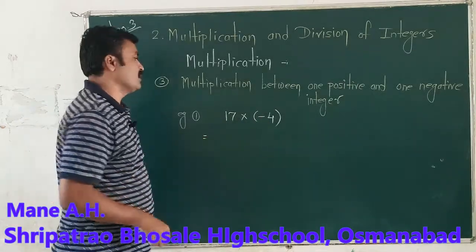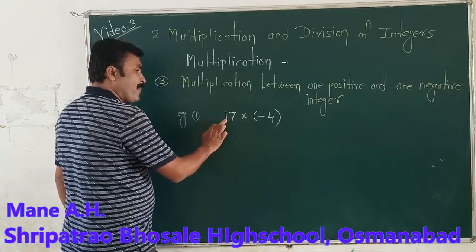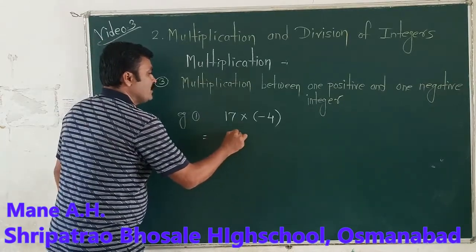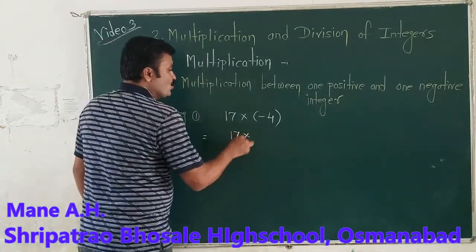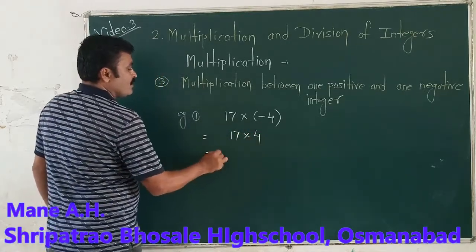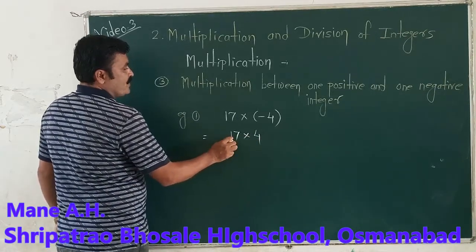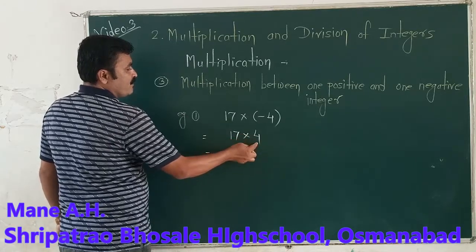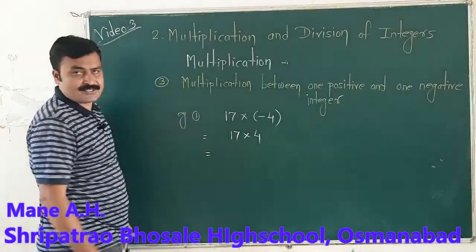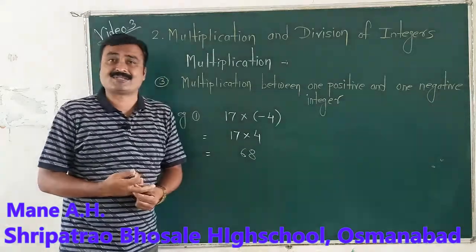Now while taking the multiplication here, first take out the magnitude of these two integers. The magnitude of plus 17 is simply 17, and the magnitude of minus 4 is simply 4. Now let's take the first step, the product of these two magnitudes. So 17 into 4, that is 17 4s are 68, or you can say 4 17s are 68. So the product of these two magnitudes comes as 68.